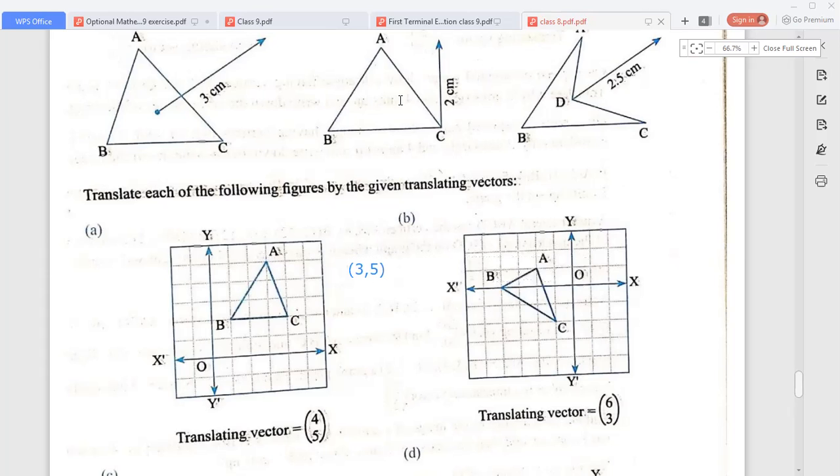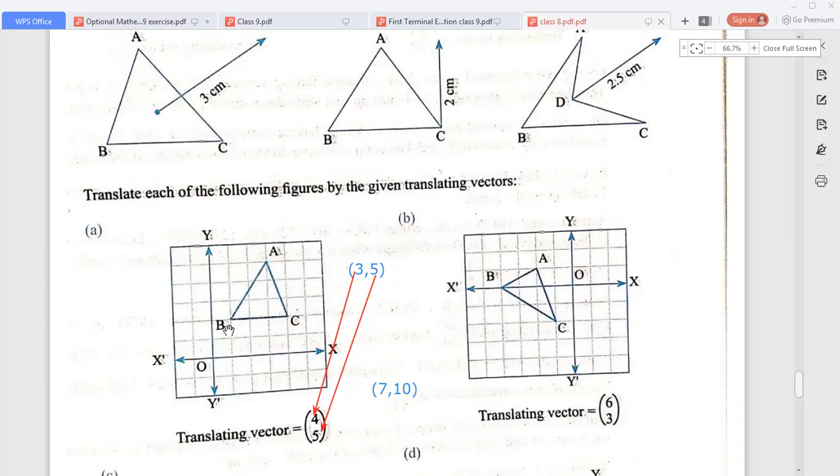Now, what do we do to find the coordinate of A dash? Add the front 3 to the front number, and add the back to the back. 3 plus 4 will give 7, and 5 plus 5 will give 10. So the coordinate of A dash is (7, 10). We can find the coordinate of A dash this way.